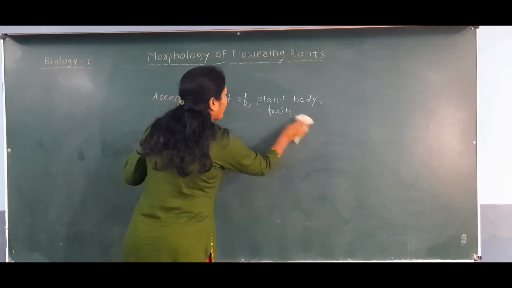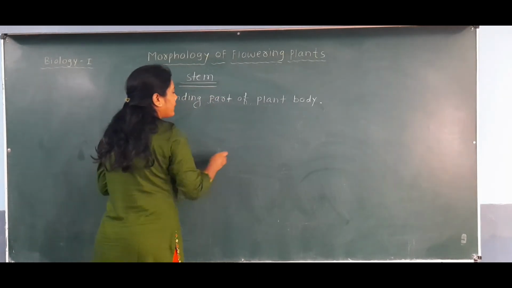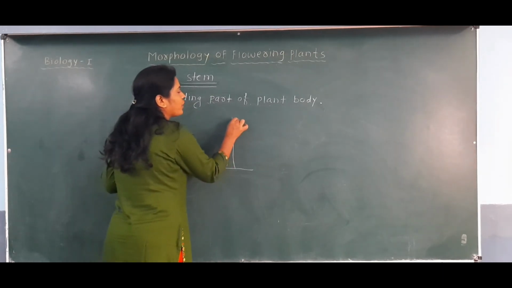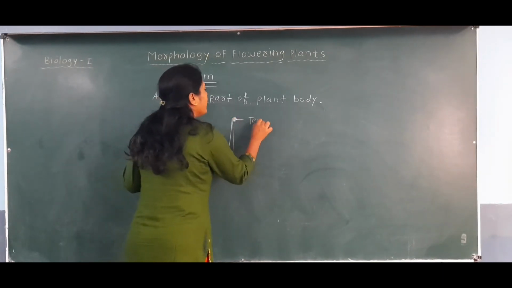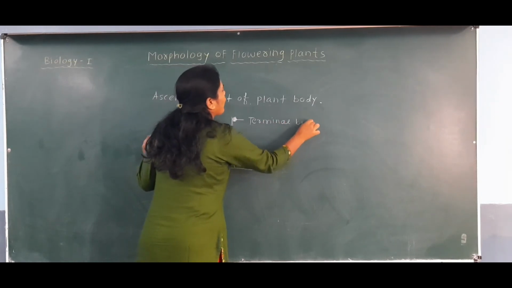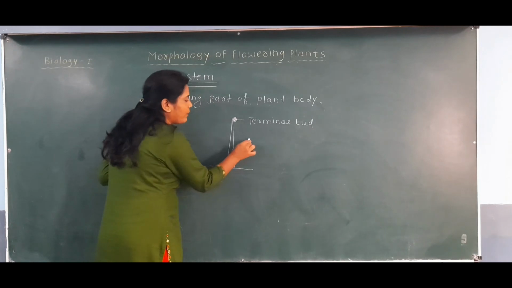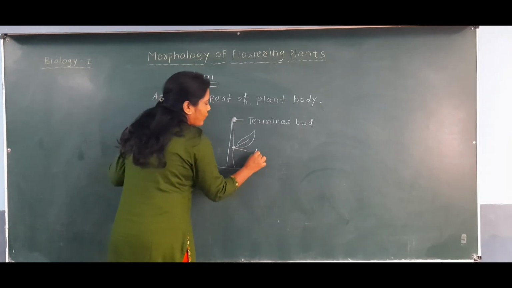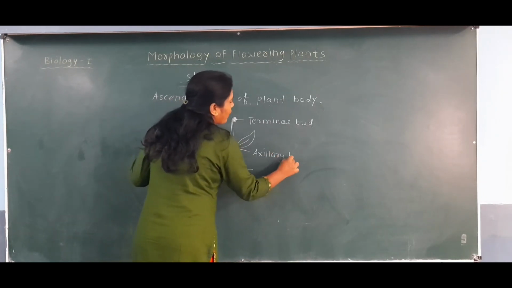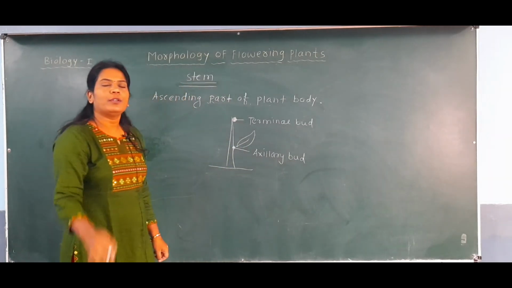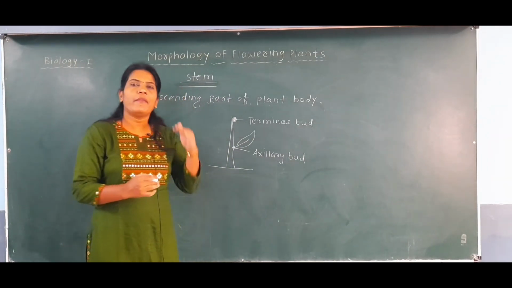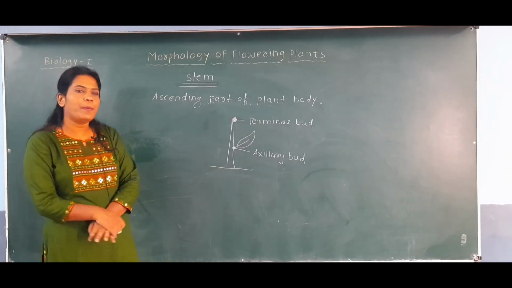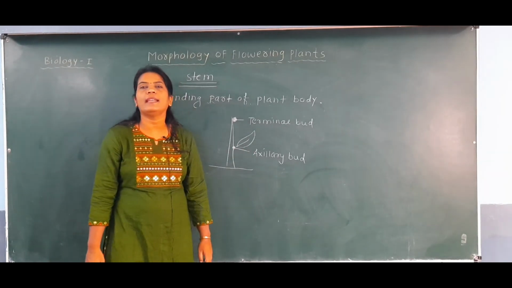So for the bud, we will draw the diagram of the stem. If this is the stem, you can observe the bud at the terminal position. This is called a terminal bud. Or you may observe the axillary bud. What is meant by axillary bud? Suppose this is the leaf. In the axil of this leaf there is a bud that is called the axillary bud. So there are two types of bud generally found on the stem. When the bud is present at the apex, it is called a terminal bud, and when the bud is present in the axil of the leaf, it is called an axillary bud.